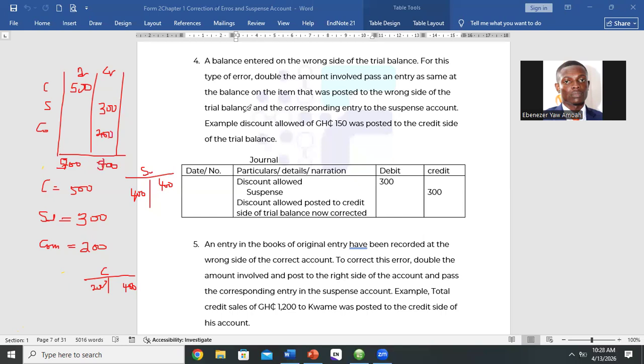So that is to say, anytime you put a balance on the wrong side of a trial balance, you need to double the figure and pass the necessary entry. This is more or less similar to the error of complete reversal, where you double the figure and pass the entries. Okay.